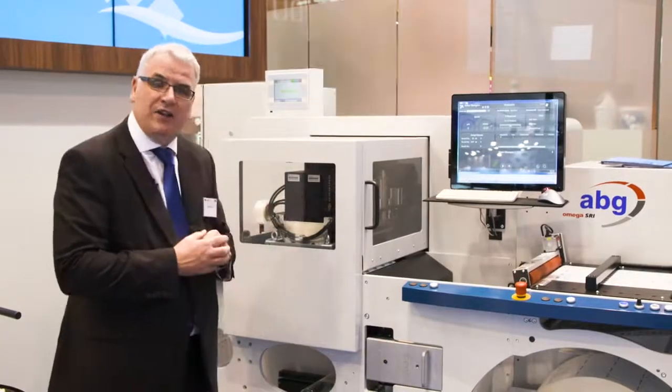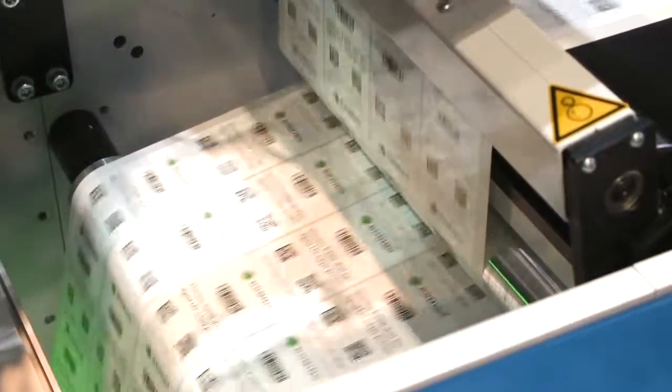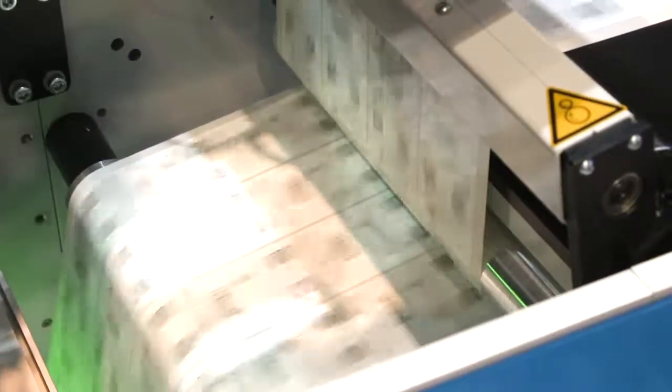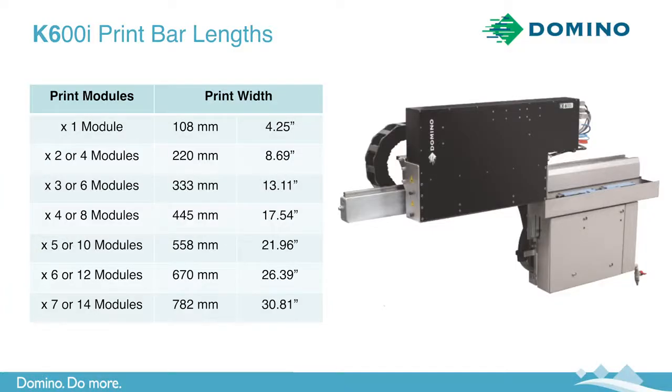Giving you a bit more detail now about the K600i, the version we have here is a dual bar. The high-speed version runs 150 meters a minute with our best quality mode, and with slightly lower optical density we can run up to 200 meters a minute. There is a single bar version of this that will run 75 meters a minute with optimum print quality and faster with reduced optical density.